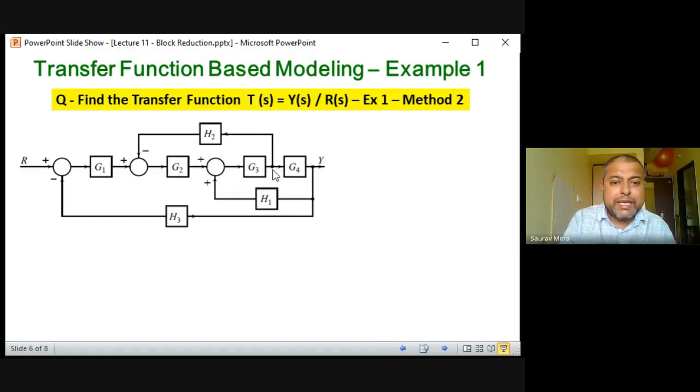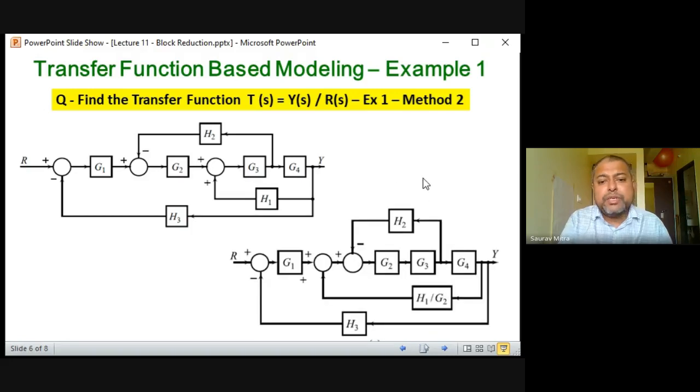So in this case, it will be a big twist. You have to be observant to understand how we are solving this. You can see this is actually a summing point. The way we call it is, this is summing point 1, this is summing point 2, and this is summing point 3. What we are doing is bringing this summing point H1 first before G2. So this is the first thing.